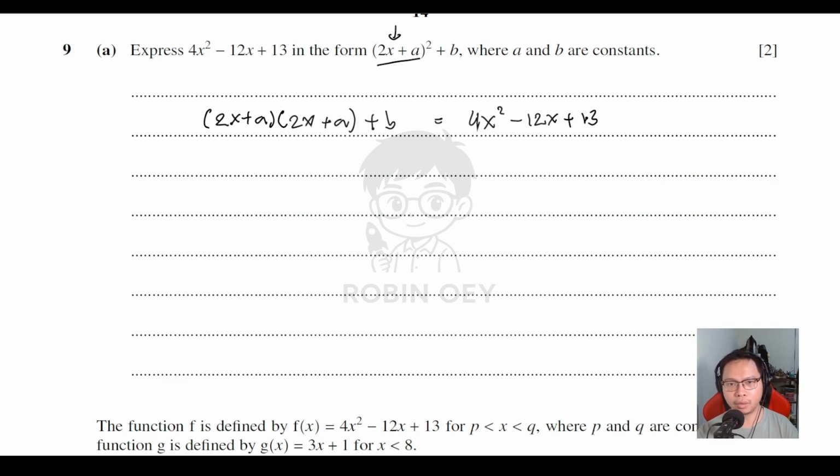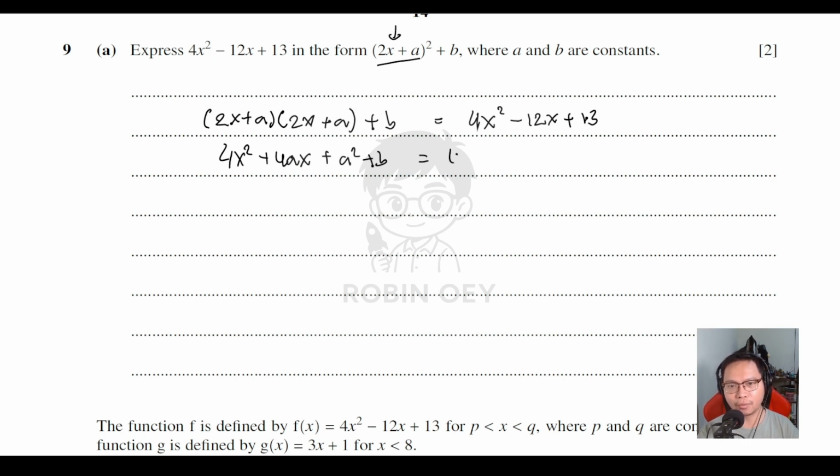Maybe just a note from me is that (2x + a) squared is not the same as 4x squared plus a squared. A lot of students make this mistake, so be careful with that. (2x + a) squared means bracket 2x plus a times bracket 2x plus a. Now if I open this, it will become 4x squared plus 4ax plus a squared plus b.